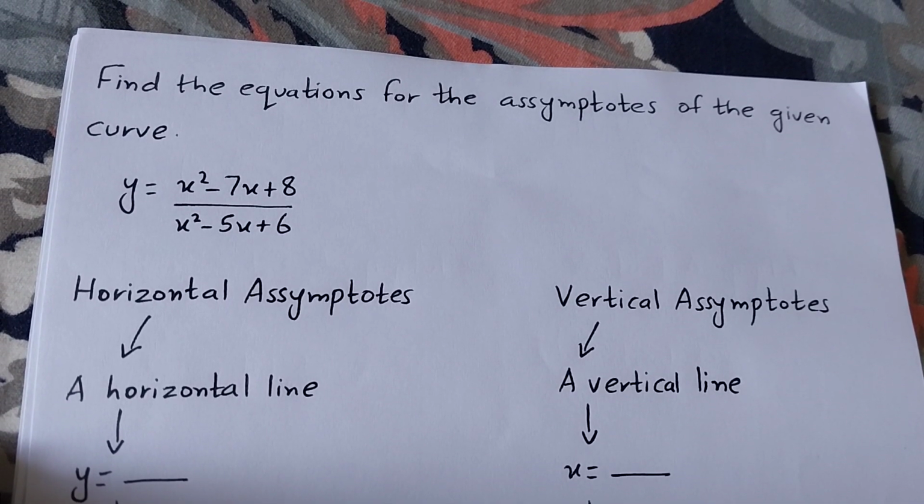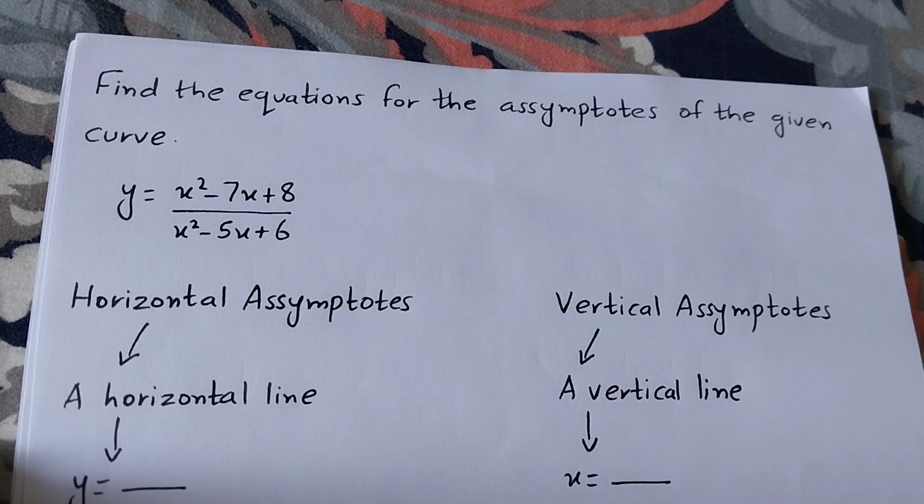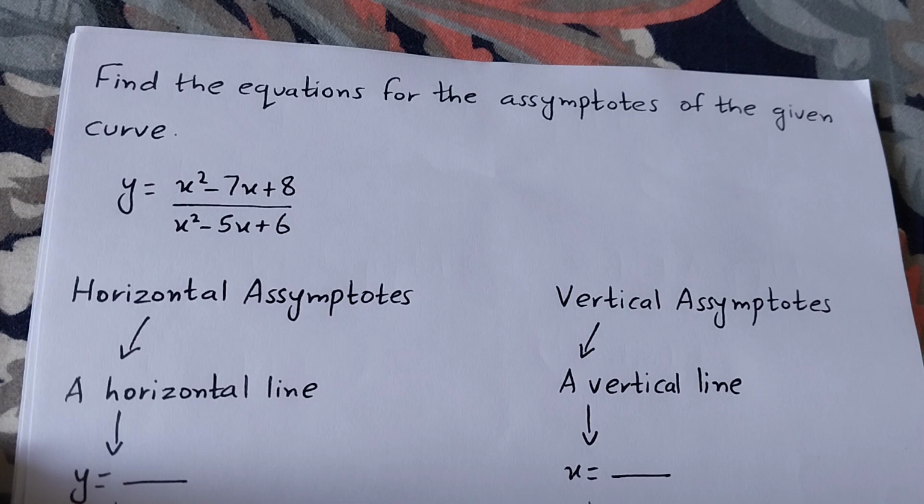Today we are going to look at the asymptotes of a curve, and here is a question regarding that. Find the equations for the asymptotes of the given curve. So a curve has been given to us and we have been asked to find the equations for the asymptotes of that curve. The curve is y is equal to x square minus 7x plus 8 over x square minus 5x plus 6.